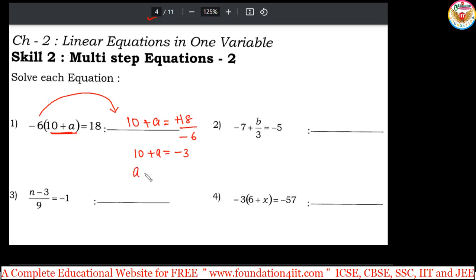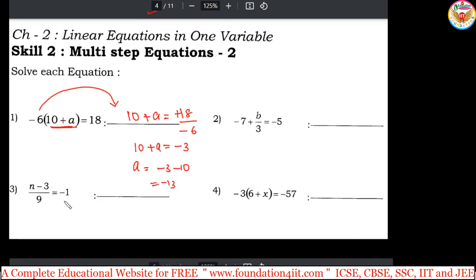Now same as the previous single step equations: minus 3 minus 10, so minus 13. Right, apply the same logic for the remaining sums.